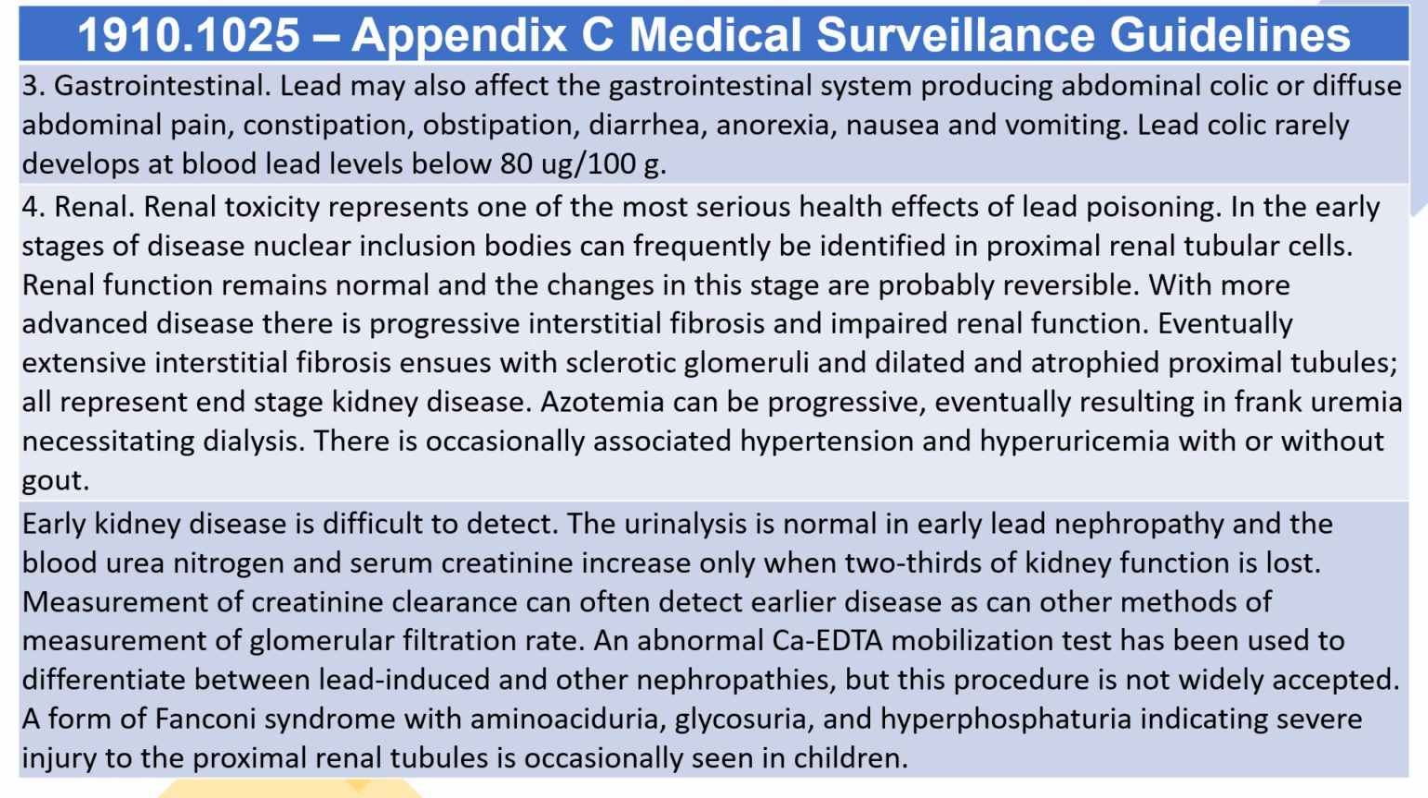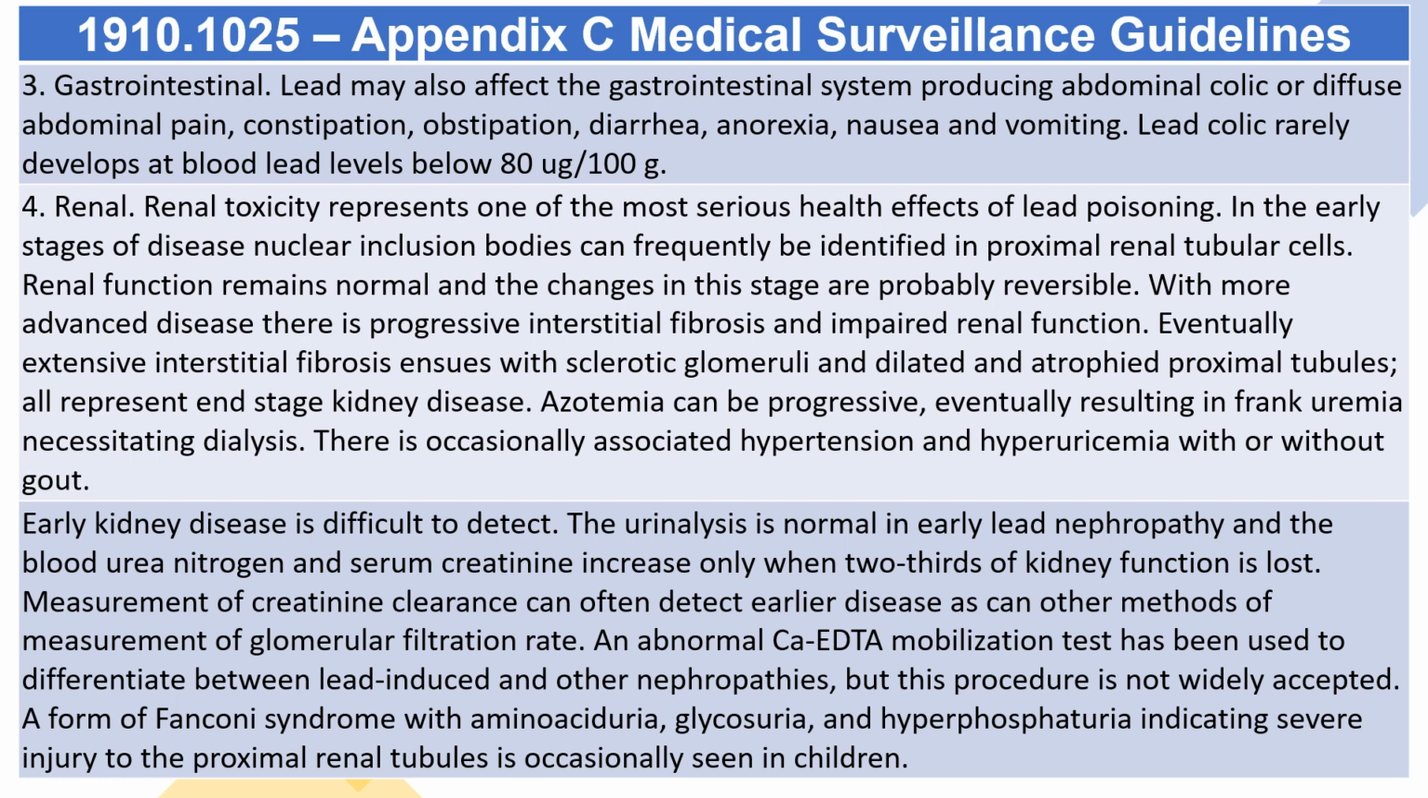Azotemia can be progressive, eventually resulting in frank uremia necessitating dialysis. There is occasionally associated hypertension and hyperuricemia with or without gout. Early kidney disease is difficult to detect. The urinalysis is normal in early lead nephropathy, and the blood urea nitrogen and serum creatinine increase only when 2/3 of kidney function is lost.